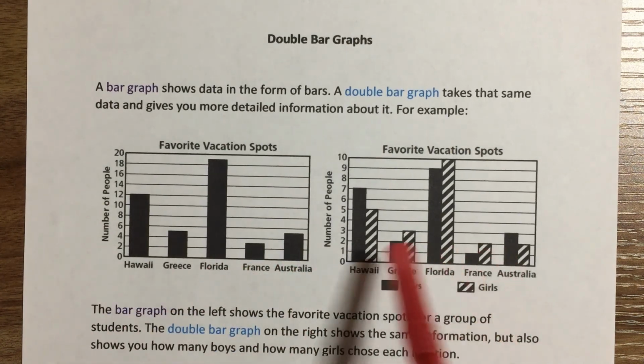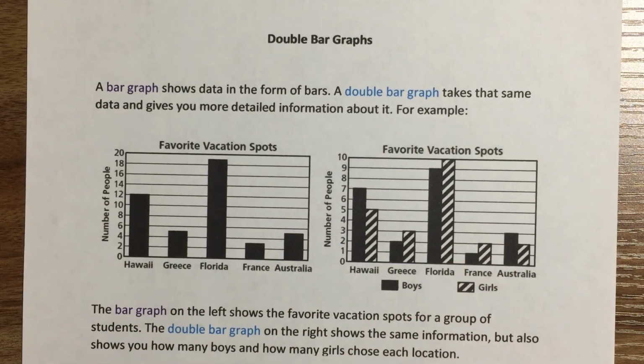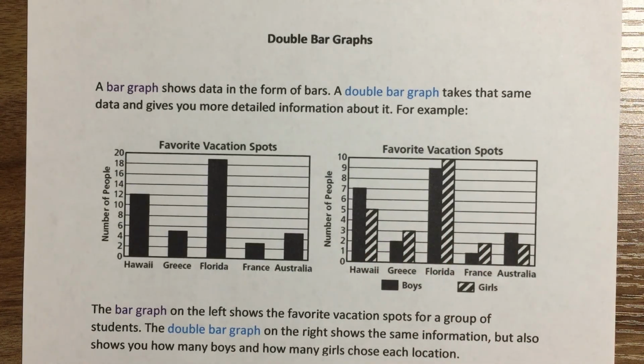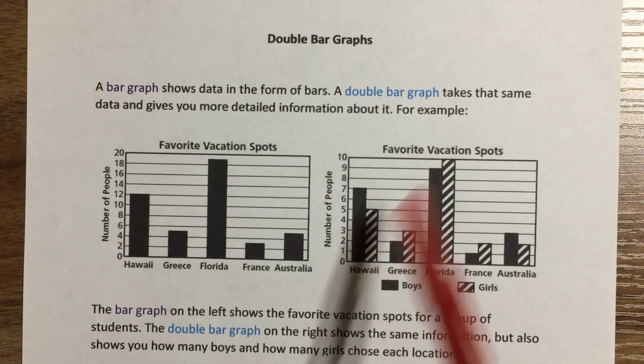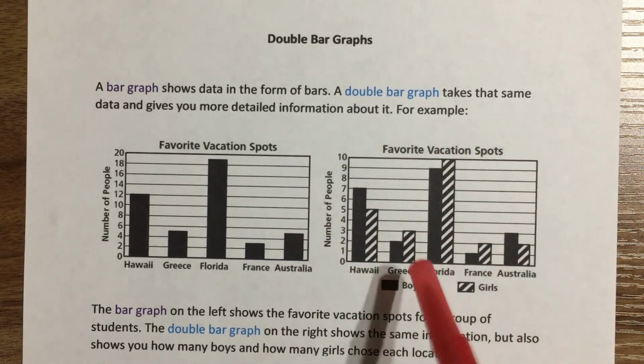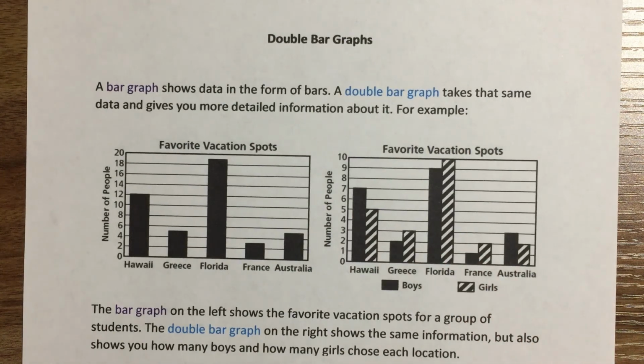What you notice is that we have 2 bars for each of these vacation destinations on this double bar graph. Those 2 bars are differently colored, or they have a different pattern. The title, favorite vacation spots, is the same. Number of people is the same. Vacation destinations on the bottom are the same. But we have the 2 bars: one is solid black and one has stripes.